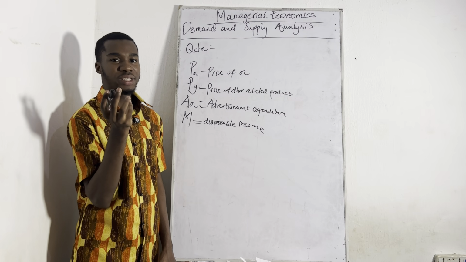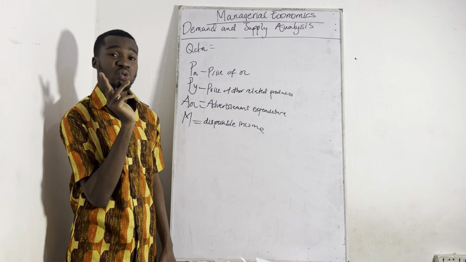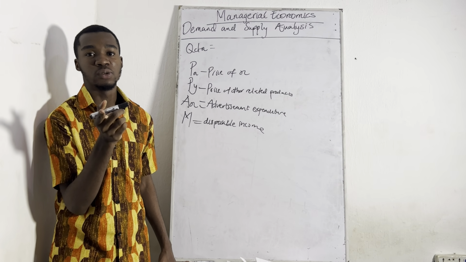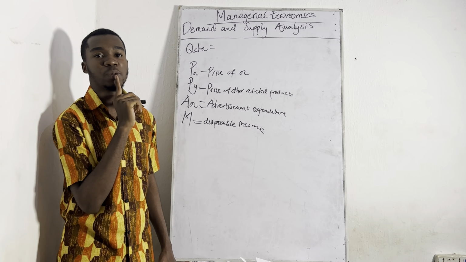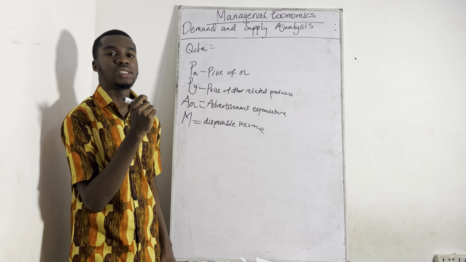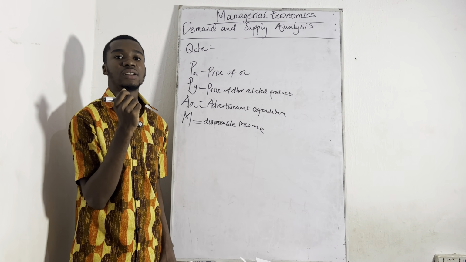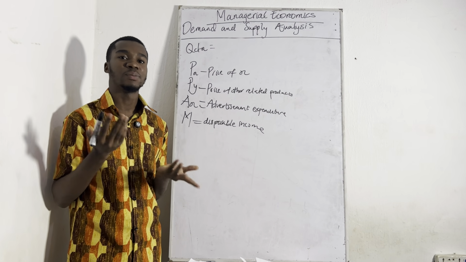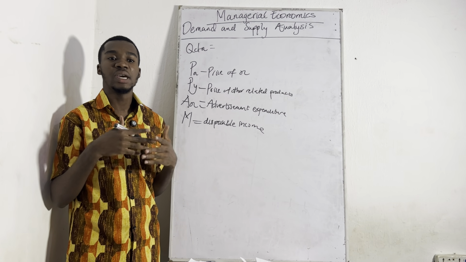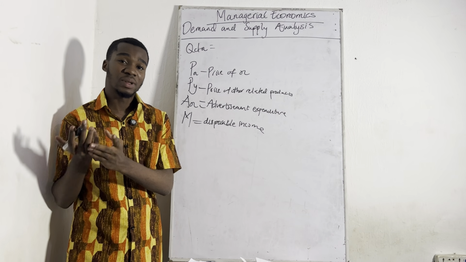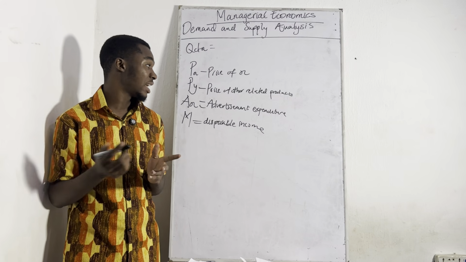Now, when we talk about income and how it affects demand, there are two types of commodities we talk about: inferior and normal goods. I'll start with normal goods. When we say normal good, it means that when the price of the commodity increases, the quantity demanded increases as well. Do you get it? So when the price goes up, the quantity demanded goes up. It could be anything, maybe an iPhone. Once the price goes up, the quantity demanded goes up. But that's for normal good.